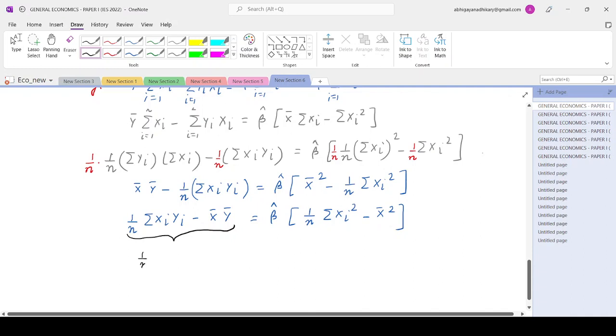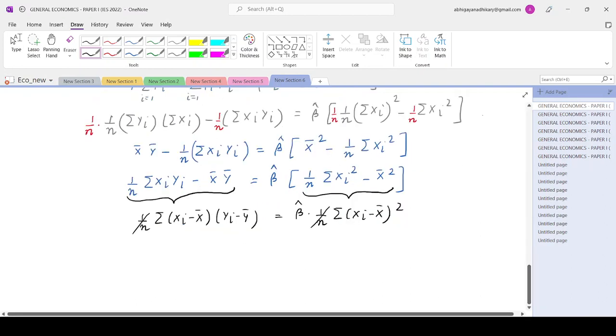So this can be basically written as 1 by n summation xi minus x bar into yi minus y bar. And the expression in the third bracket over here is basically a reduced expression for variance of xi. So that is basically 1 by n summation xi minus x bar whole square. So these two 1 by n's can cancel out, not an issue. So what is the final expression that you get for beta hat? It is summation xi minus x bar times yi minus y bar divided by summation xi minus x bar whole square.